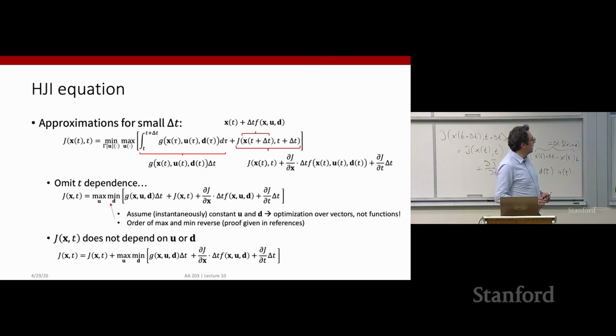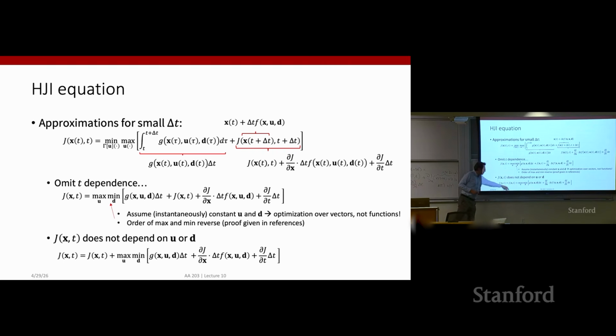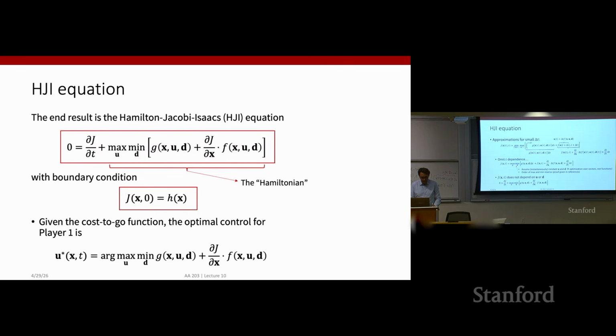Anyway, assuming we agree on this, then we arrive here. So J does not depend on U and D, so I can bring it out of the optimization. So these two terms cancel. Great. Then I can also cancel these terms delta T. Okay, and then I get to the celebrated Hamilton-Jacobi-Isaacs equation.